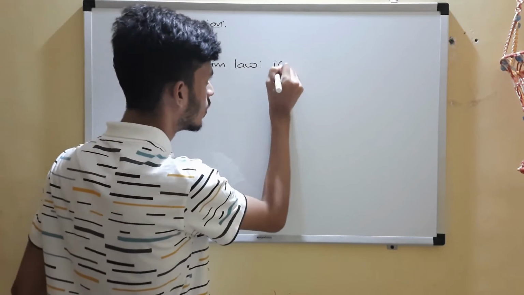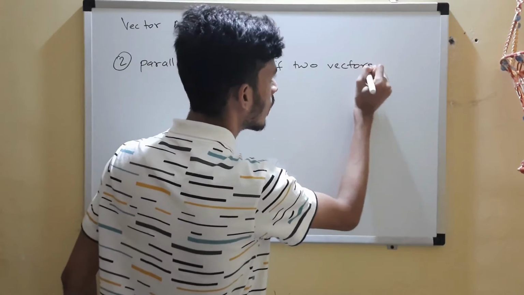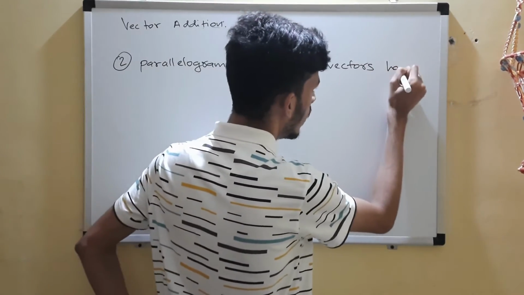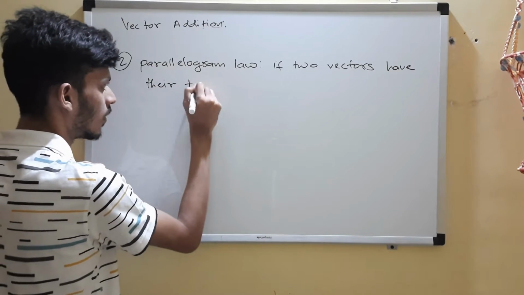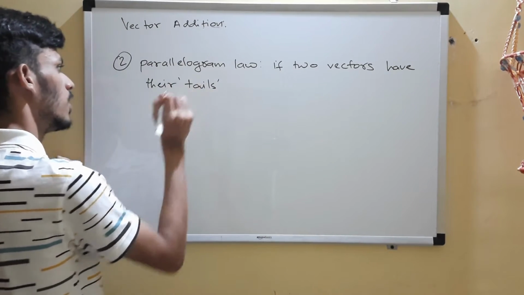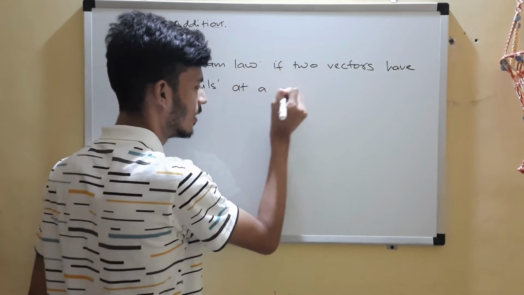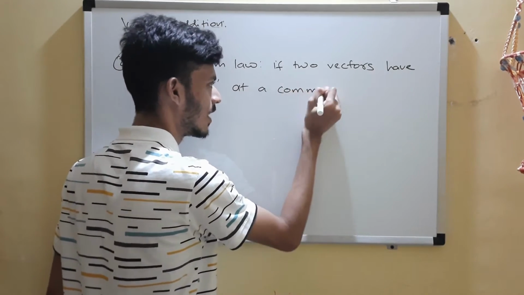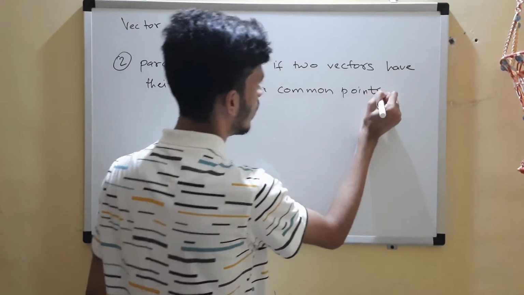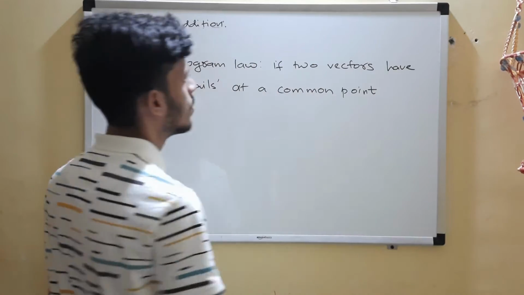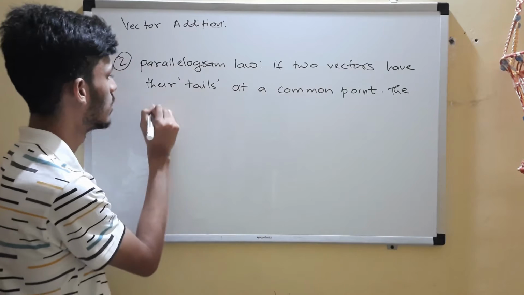So if I'm stating it now, if two vectors have their tails, I hope you are comfortable with this now. If two vectors have their tails at a common point, was it so in the previous two cases? Right. So if two vectors have their tails at a common point, their resultant, the addition, is the addition over here.